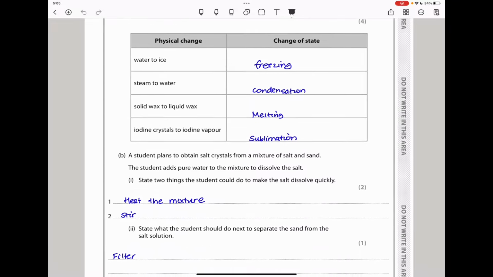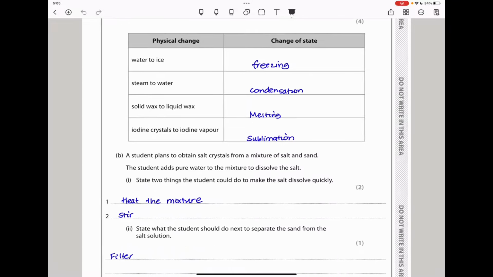So moving on, it says, a student plans to obtain salt crystals from a mixture of salt and sand. The student adds pure water to the mixture to dissolve the salt. State 2 things the student could do to make the salt dissolve quickly. If you are to make the salt dissolve quickly, increase the temperature and then you can stir. So heat the mixture and then stir.